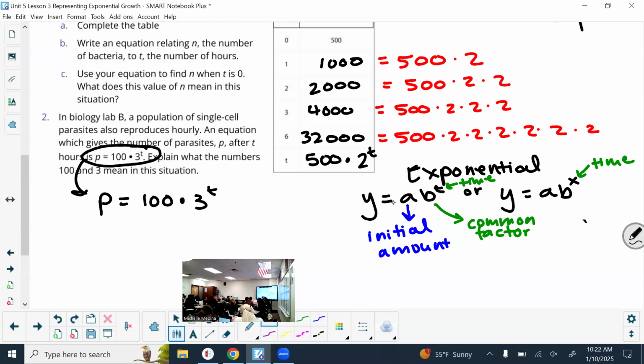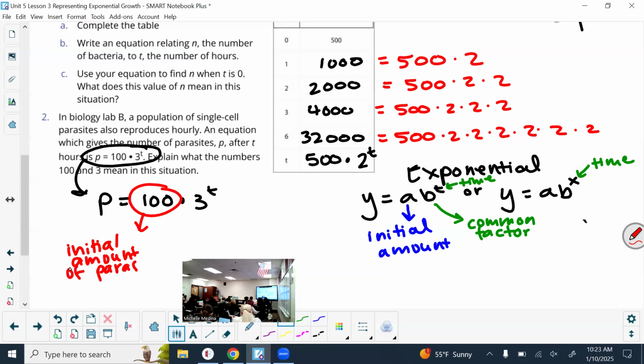All right, so based on this little definition I just gave you, that 100 is what? What position is it in? Is it 100 hours? Is it 100 parasites? Is it 100 that they started with? Is it 100 that they're multiplying by? What does this 100 represent? The initial amount of parasites.